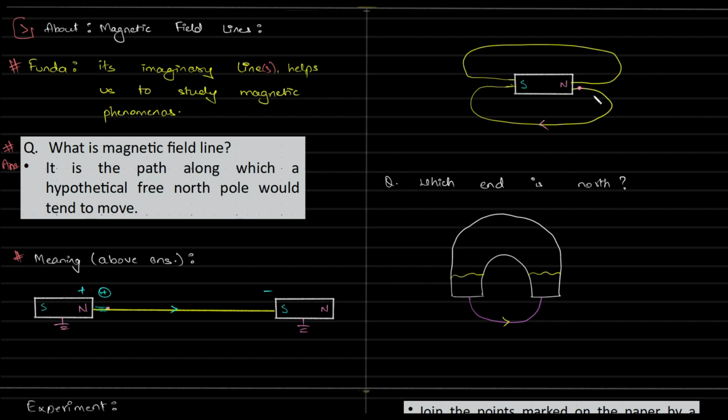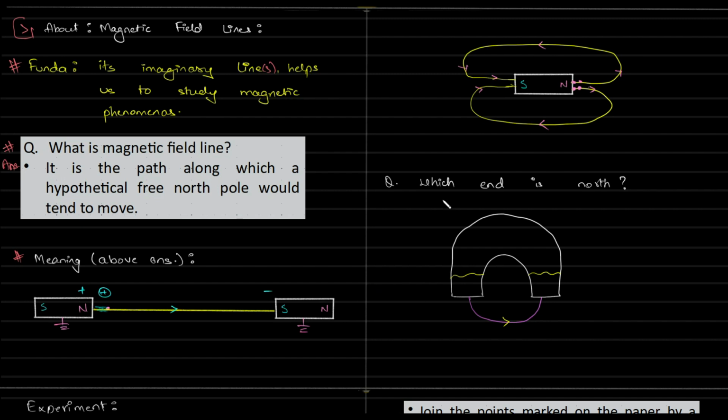Make sense? If I kept it somewhere over here, it would have run this way. It would have taken this path. Yes, it looks weird, but yes, it would have taken this path. That's what they mean. So if you happen to keep a free north pole at any of these points, it would have taken this path. So we are imagining that we are leaving the free pole from this end and watching it move, it will take this path. That's what the field line means.